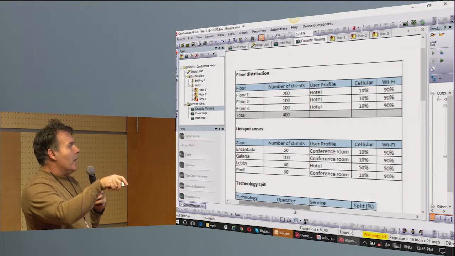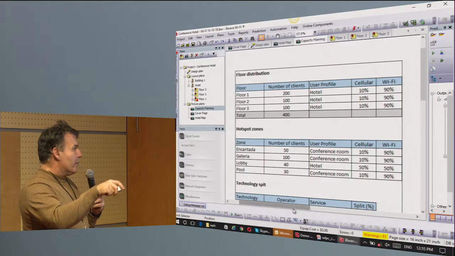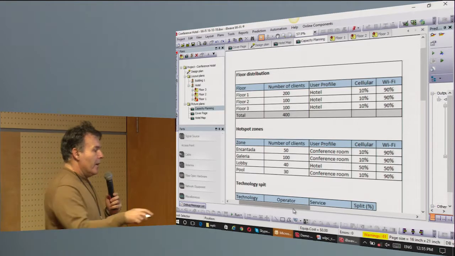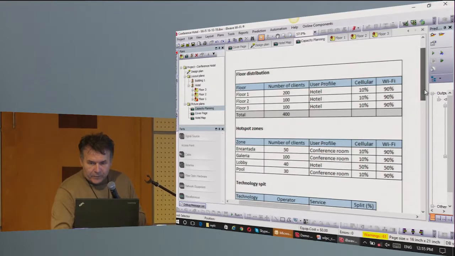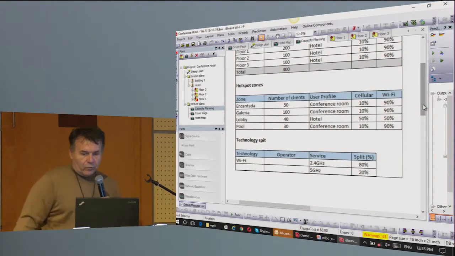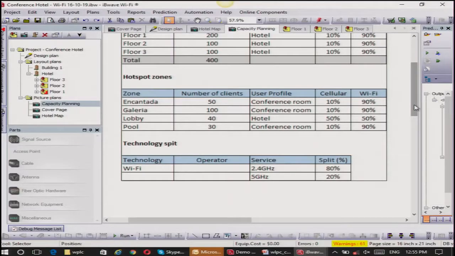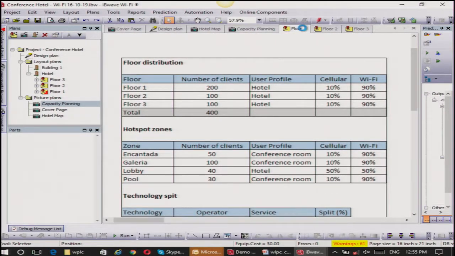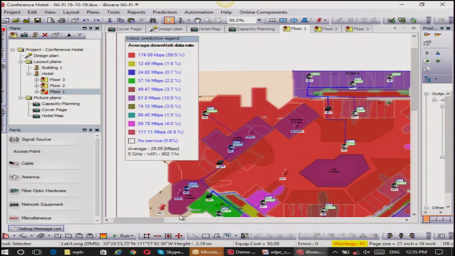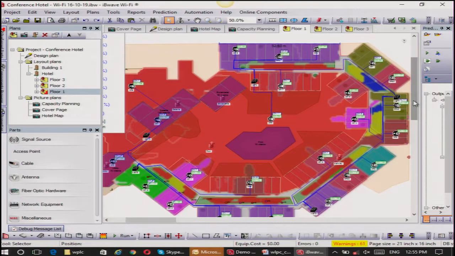Define each floor, and then within each floor define hotspots and separately define the number of clients in there. Also, the technology split is defined as well between 2.4 and 5 gigahertz. So all of those are specified here. And then on the floor plan, the hotspots are as this.